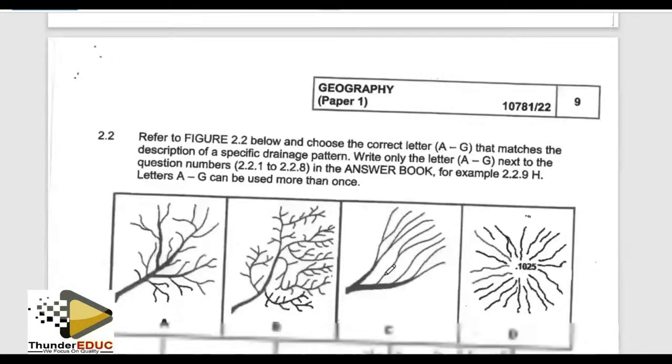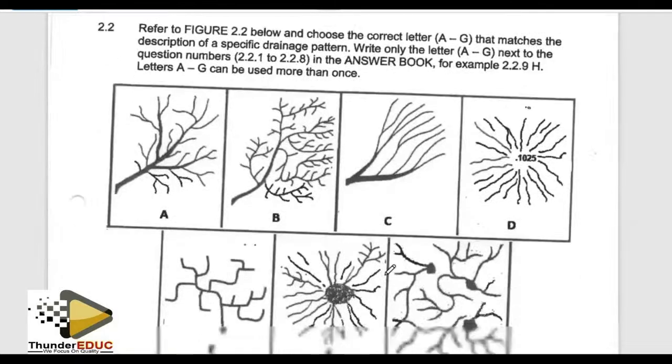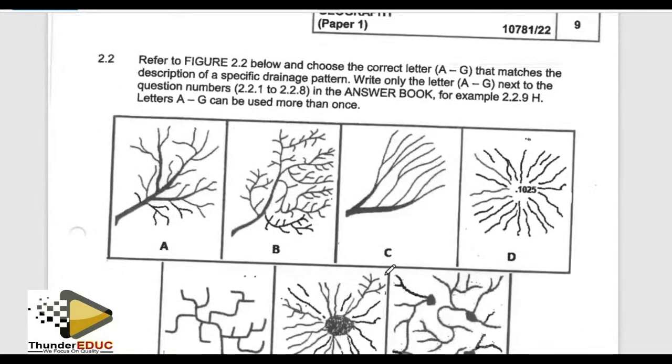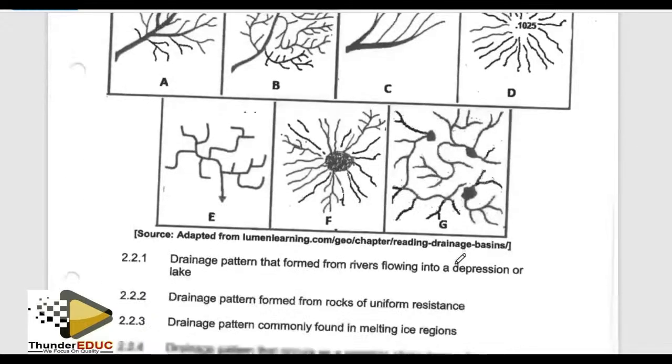Okay, let's proceed to question 2.2, which says refer to the figure below and choose the correct letter that matches the description. Okay, so 2.2.1, it says drainage pattern that formed from rivers flowing into a depression or a lake.